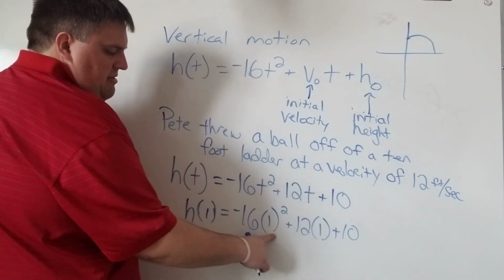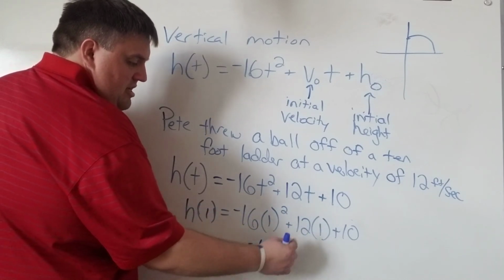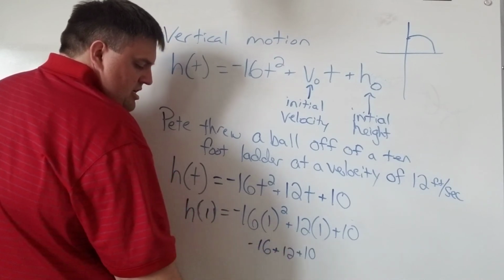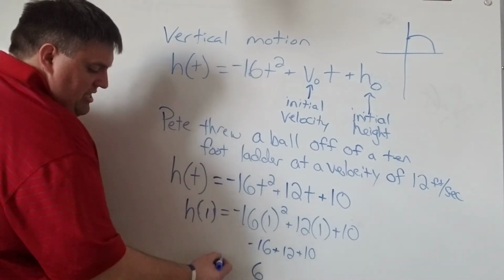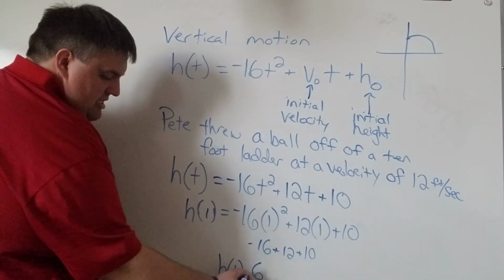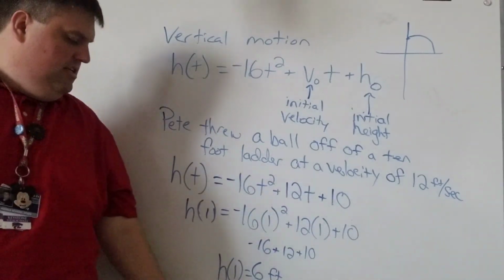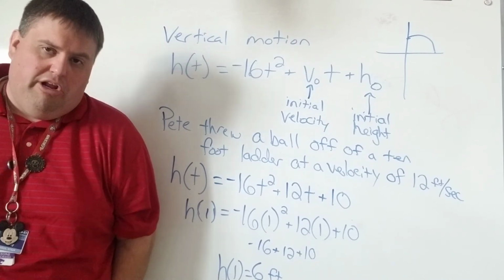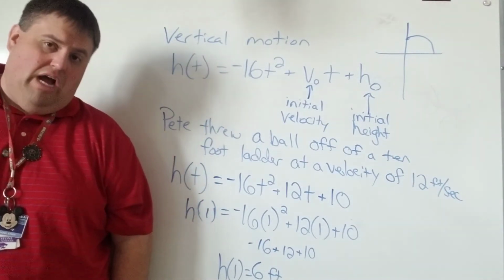So negative 16, 1 squared is 1, times negative 16 is negative 16. 12 times 1 is 12, plus 10. So negative 16 plus 22 is 6. So after 1 second, it's going to be 6 feet off the ground. So it's still going to have a little bit of height, but then obviously it's going to fall pretty quickly. And that's kind of the vertical motion problems.